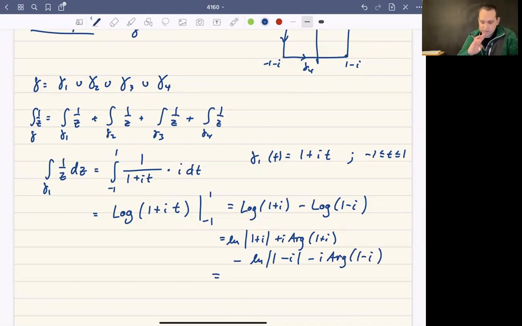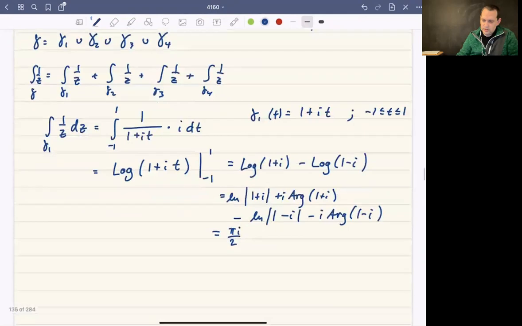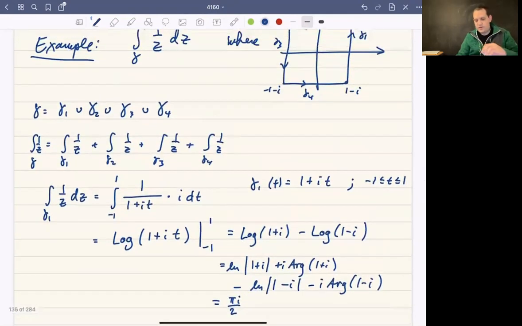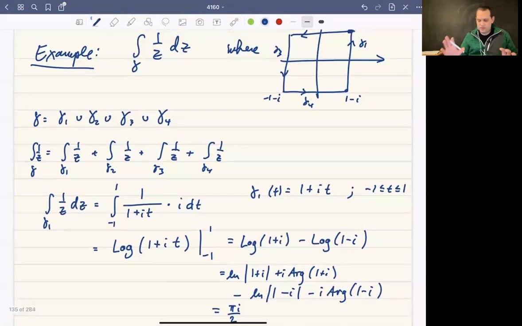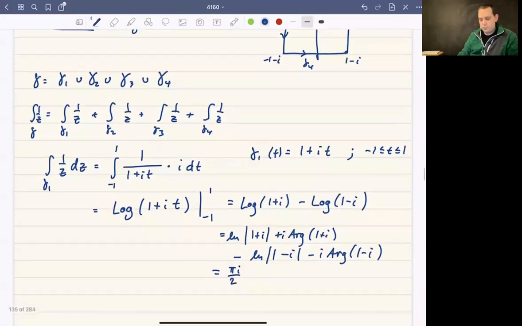So let's think about how this will work. This will be pi i over 2. The modulus of 1 plus i is the square root of 2, and the other parts should cancel. Okay, so that's going to be pi i over 2. And you should get a similar value if you add up all the other parts. You just have to be a little bit careful with the branch that you're using of the logarithm, but this should work out.